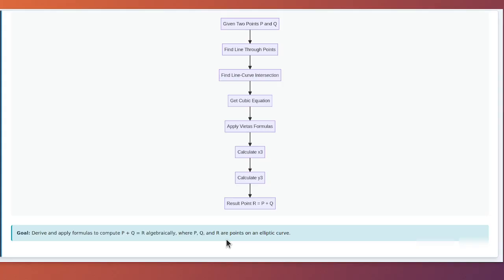Algebra provides us with a systematic method to compute point addition, one that works whether we are using real numbers or finite fields. We'll work through the complete derivation step by step, then apply it to concrete examples. By the end, you'll be able to add any 2 points on an elliptic curve using nothing but basic algebra. This is the same method used in Bitcoin's ECDSA signatures and TLS key exchange. You'll be doing real cryptographic mathematics.